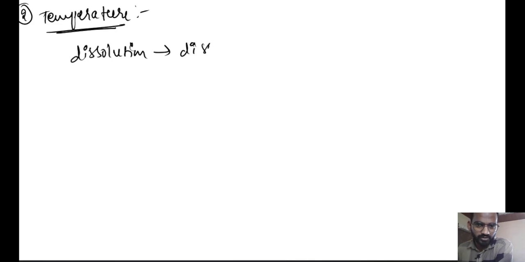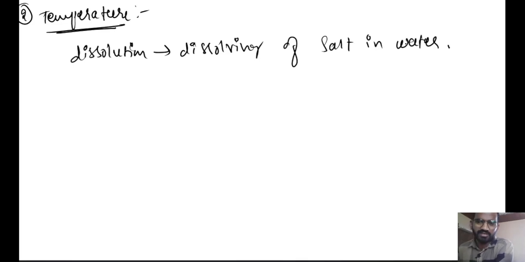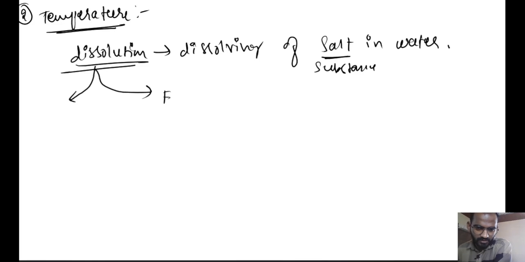important factor, temperature factor. See, dissolution means what? If I am adding any salt or any solid into water, it will dissolve. Dissolving of salt in water, or any substance, we can't say salt only, any substance in water is called dissolution. Okay, so this dissolution process will be of two types, exothermic process and endothermic also.